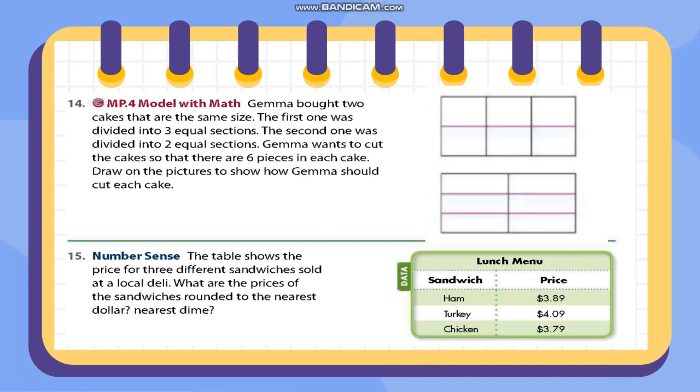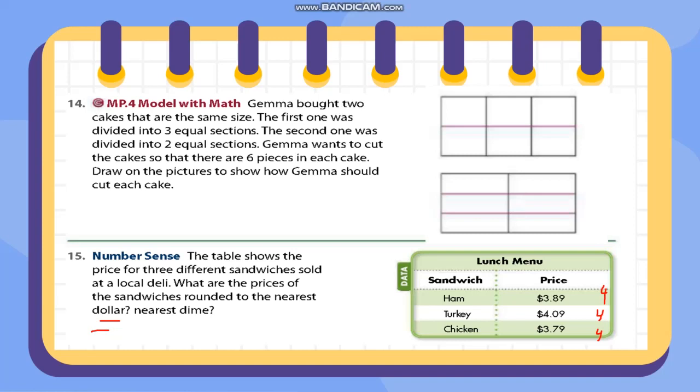Next, number 15. The table shows the price of 3 different sandwiches sold at the local deli. So what are the prices of the sandwiches rounded to the nearest dollar and to the nearest dime? To the nearest dollar, it means the nearest whole number. So 3 is followed by 8, so this becomes 4. And 4 followed by 0, it becomes 4. And 3 followed by 7, so it becomes 4. So the nearest dollar, the answer is 4.